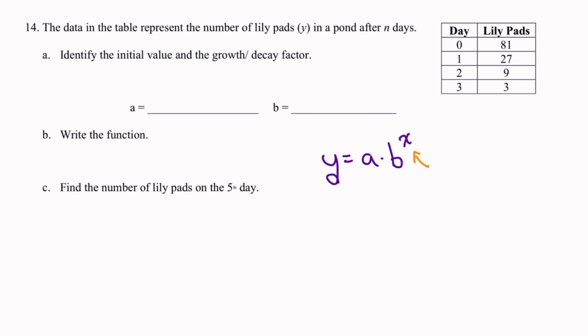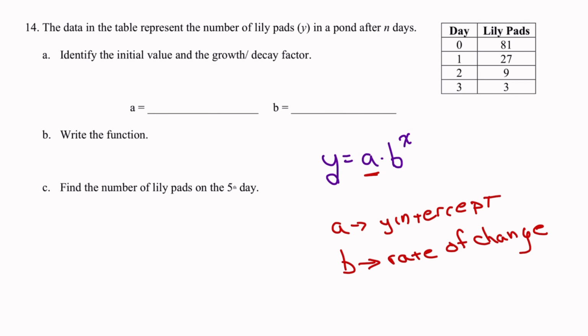When you write these equations, please make sure that your exponent stays up in the air like that and that you don't write it like this. Hopefully this is review for you. A is the y-intercept and b is the rate of change. You could also call it the growth factor. As in all of the equations that we do, the y-intercept is always where x equals 0.